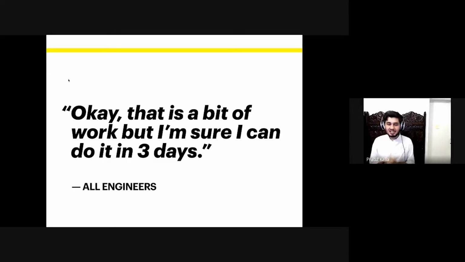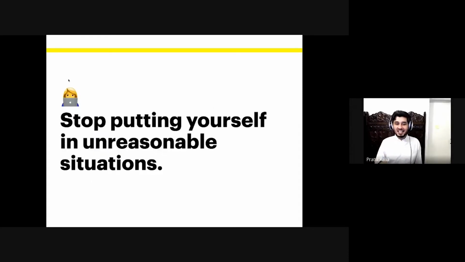Okay, I mean, here's a bunch of things that I have to do. Yeah, it looks like it's a lot of work, but I'm sure I can do this in 3 days. But I don't think it'll take me more than 3 days. Right? And all of us have behaved like this as engineers, right? And that doesn't help at all because you're putting yourself in an unreasonable situation. Right? And this is something that I have done personally myself over and over again.